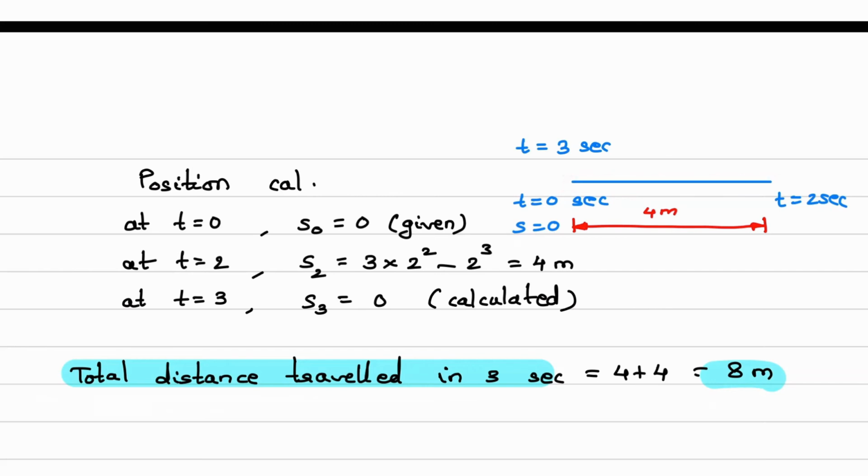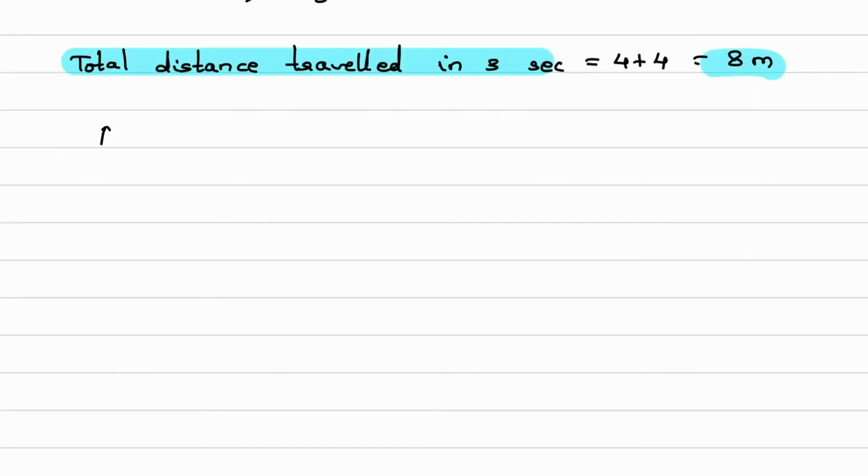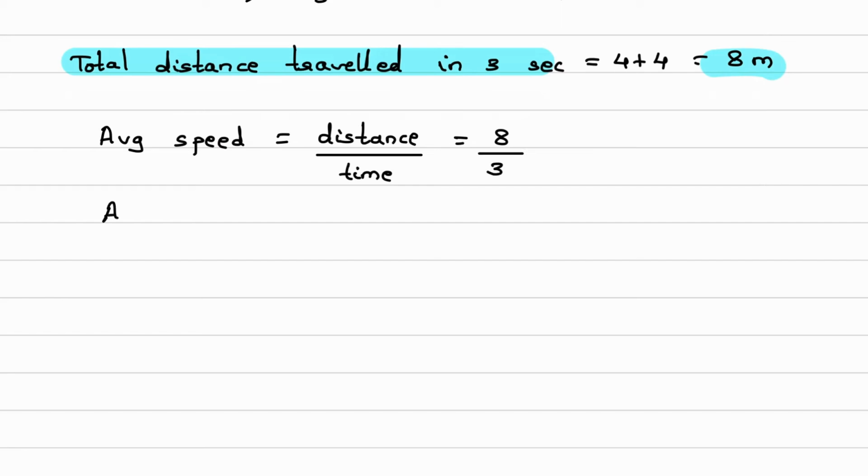Upon what is the time? It starts at 0 over here, reaches 4 meter at 2 seconds, and again reaches the initial position at 3 seconds. So total time is 3. So what will be the average speed? Average speed is equal to distance upon time. So distance is 8 meter divided by the total time, 3 seconds. So from here we can calculate the average speed. Average speed is 2.67 meter per second.